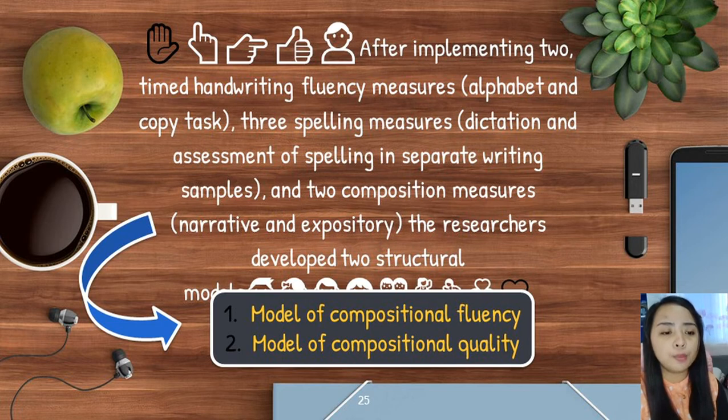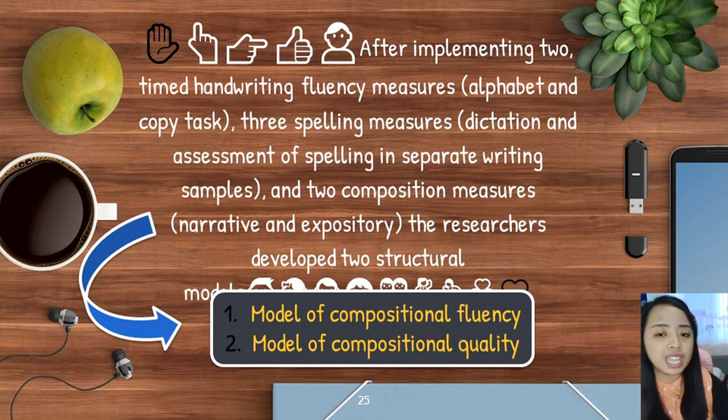So the results of the model of compositional fluency show that the relationships with handwriting and spelling were significant in the primary grades, but in the junior grades only the relationship with handwriting was significant. In the second model, the model of compositional quality, only the relationship with handwriting was significant for all six grade levels. So spelling only contributed to compositional quality indirectly through its correlation with handwriting.